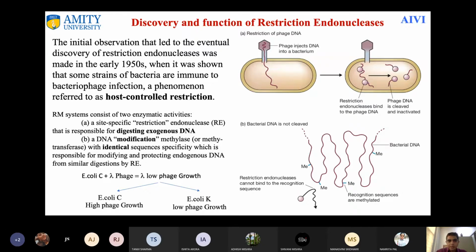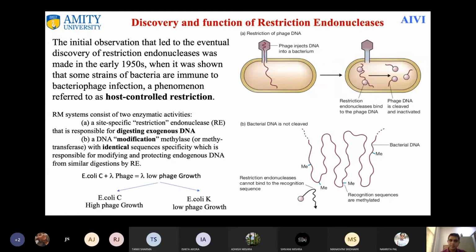So DNA with identical sequence specificity is modified, which protects endogenous DNA from similar digestion by the restriction enzyme. Now, how did we come to know that such a modification exists? This came into knowledge by a simple experiment. When you infect bacteria with the virus initially, the bacteria is going to lyse.